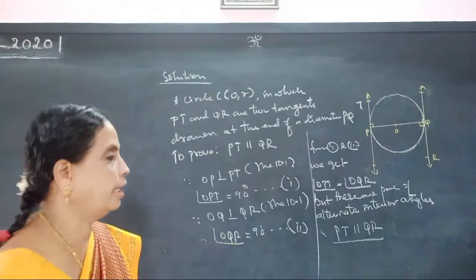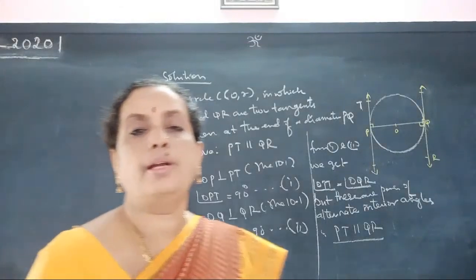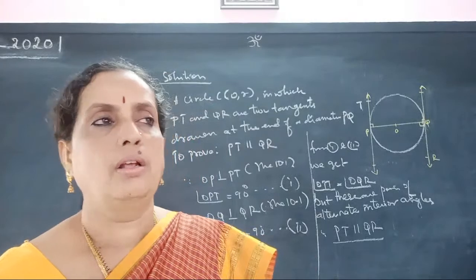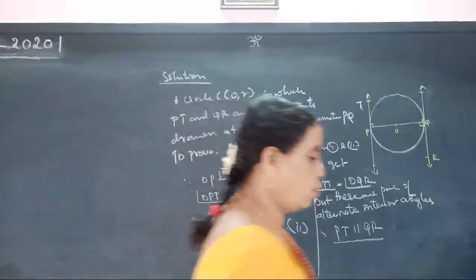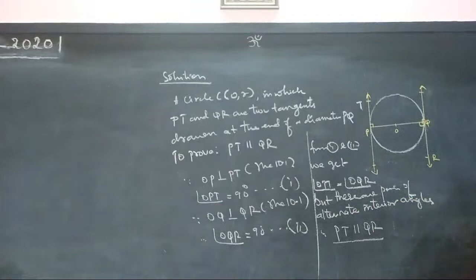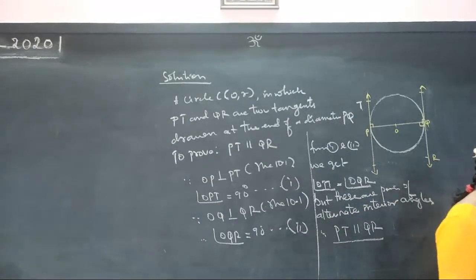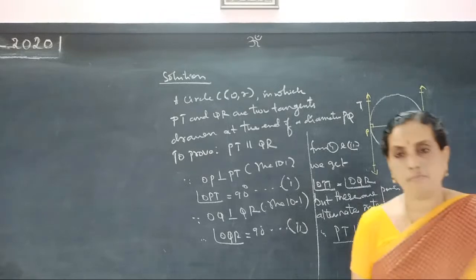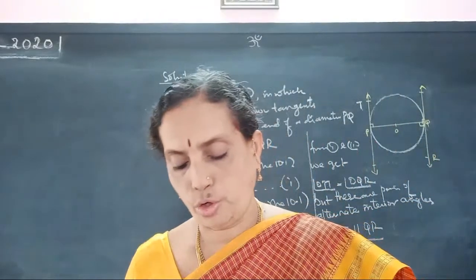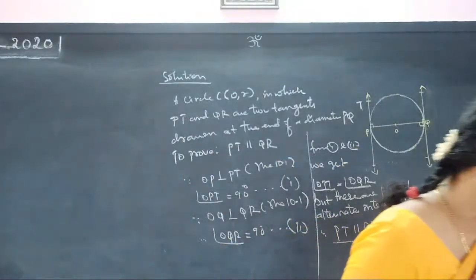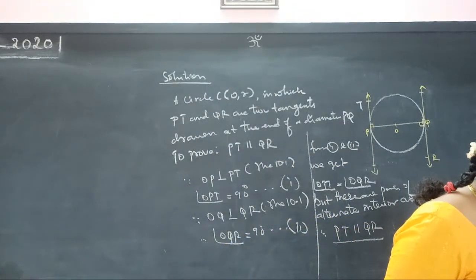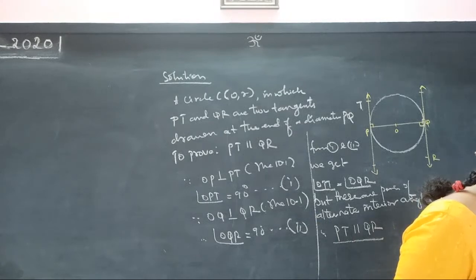Okay, I'll continue. It's clear now? Tangents drawn at the extremities of a diameter of a circle are parallel. Next question. Another very important question. Take the question with the figure and see whether it is in the worksheet. Yes, worksheet question number 6.